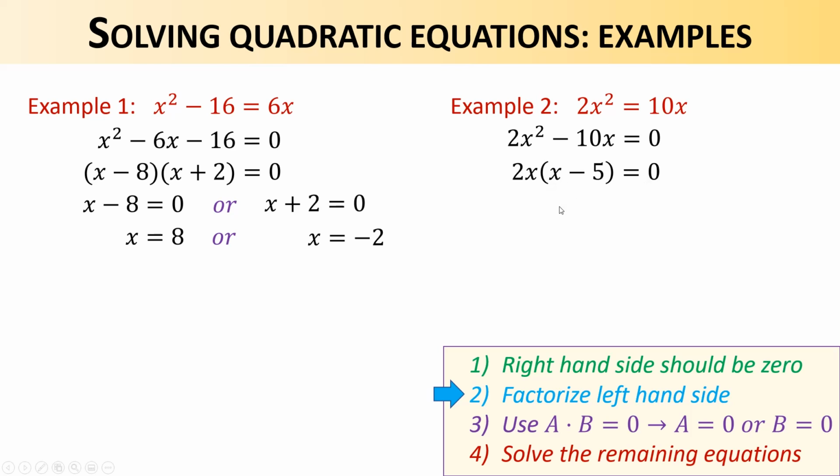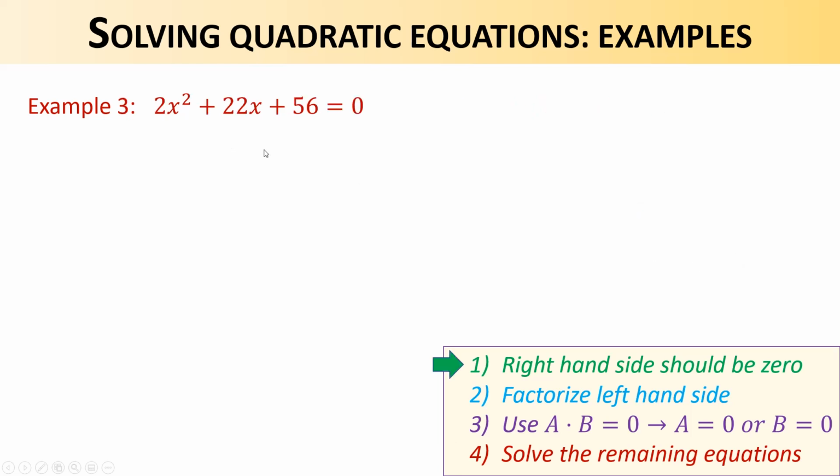So now we have a product that equals 0, so one of its factors has to be 0. So either 2x is 0, or x minus 5 is 0. These are two linear equations, and we can solve those. If 2x is 0, then x is 0, and if x minus 5 is 0, then x equals 5. So these are the two solutions to the equation.